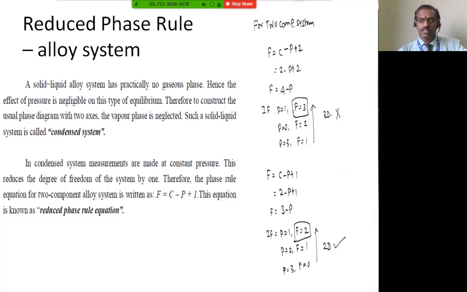Okay, that's it. We are using the reduced phase rule. Now you just apply that for the alloy system. F is equal to C minus P plus 1. That is a two component system, so F is equal to 2 minus P plus 1. That is, F is equal to 3 minus P.